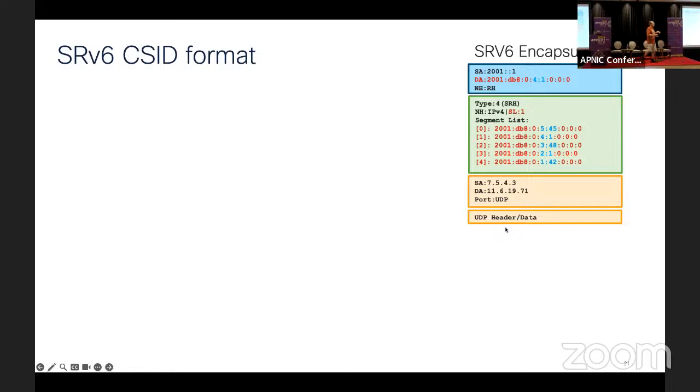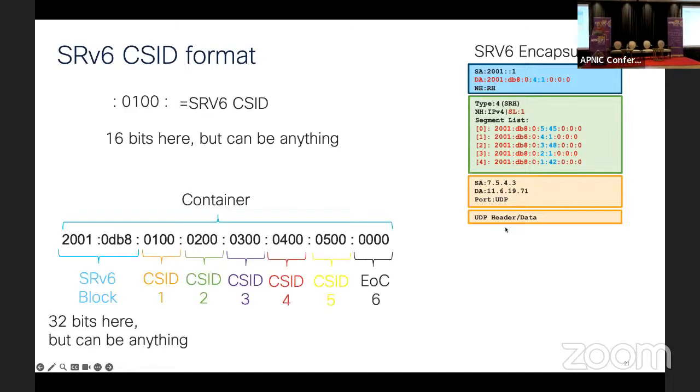And also, the legacy hardware has an issue creating such an encapsulation, right? The legacy hardware wasn't designed to build long headers. They are optimized to build small headers very efficiently at very fast speed. So what we are introducing is the microSID. microSID is a SID, but it's small.